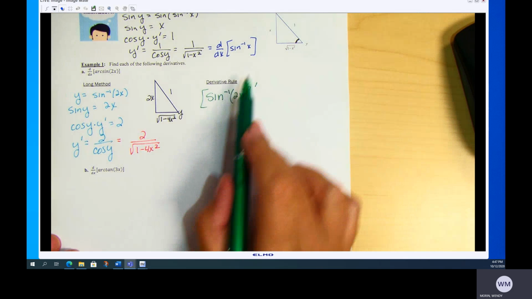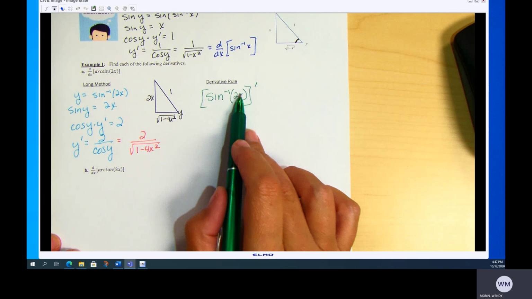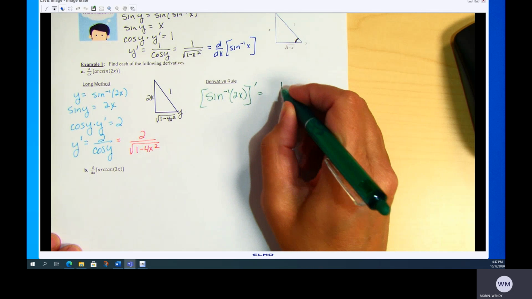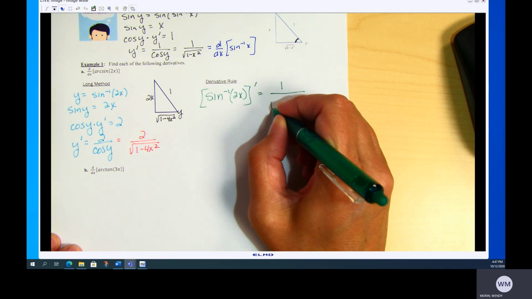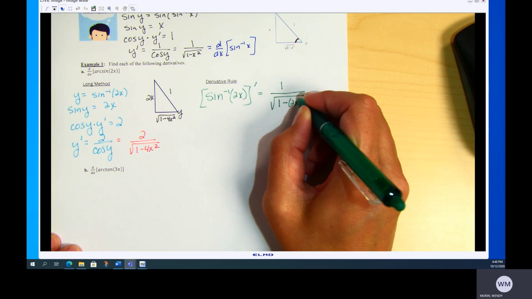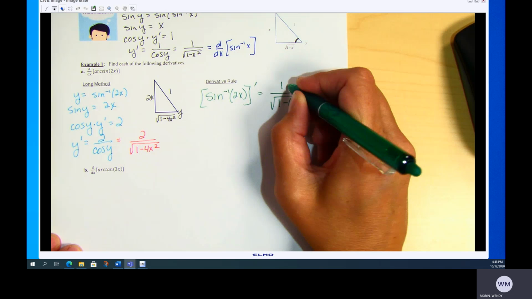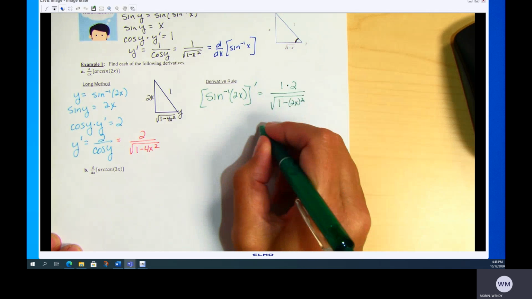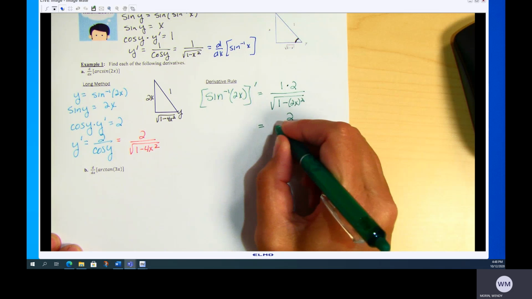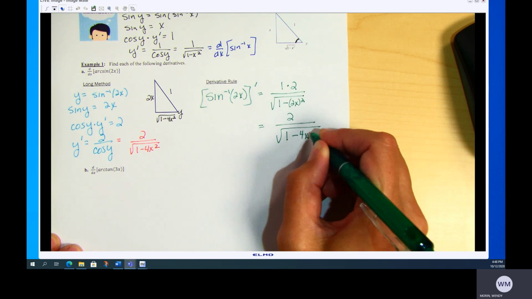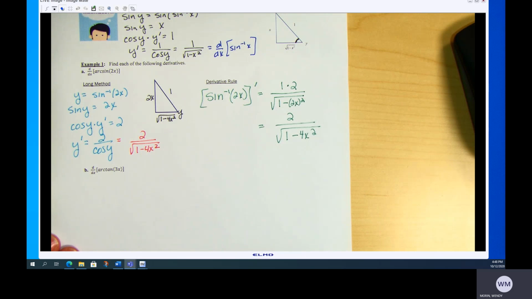Okay, so this is the u right here. So if we use the derivative rule, it's 1 over the square root of 1 minus our u squared times the derivative of u. And that gives me 2 over the square root of 1 minus 4x squared. Same answer.